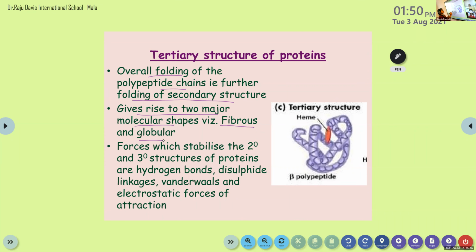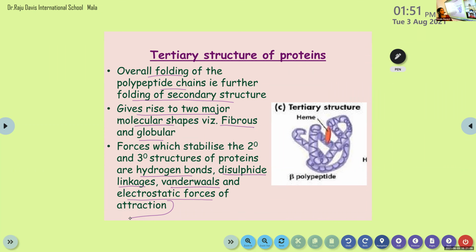Then the forces which stabilize the secondary and tertiary structures of proteins are hydrogen bonds, disulfide linkages, van der Waals and electrostatic forces of attraction. So these are the different forces that exist between the molecules of amino acids or polypeptides. Which are they? Hydrogen bonds, disulfide linkages, van der Waals and electrostatic forces of attraction. That will stabilize the secondary and tertiary structure.